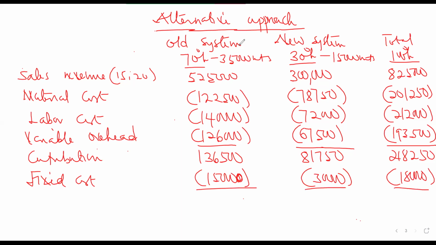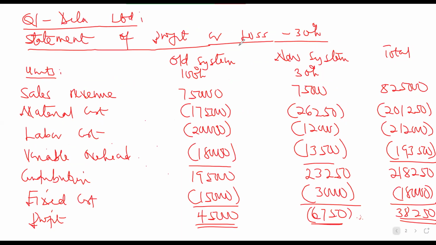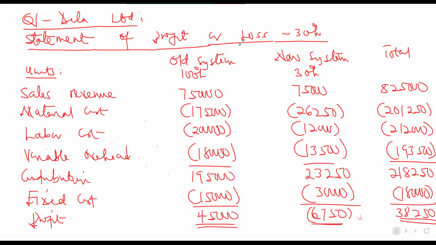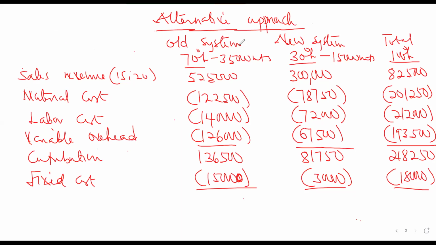It doesn't mean that the new system is giving you a profit. You can see that 15,000 of the old system has been shifted to that. So our old system profit is 45,000, so it is the new system that is bringing the loss. Even if you produce one unit under the old system, you still incur a fixed cost of 150,000. But 15,000 units of the old system have been shifted to the new system. I'm just using an alternative approach.